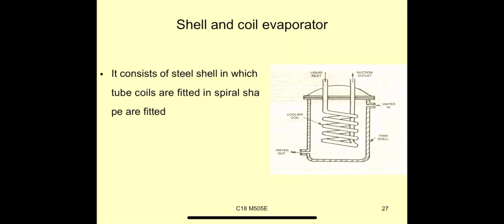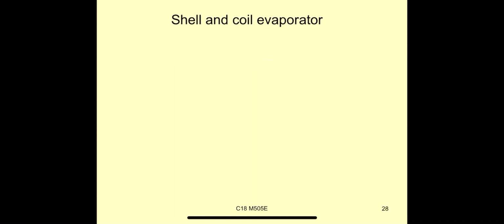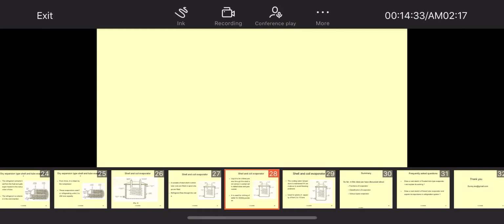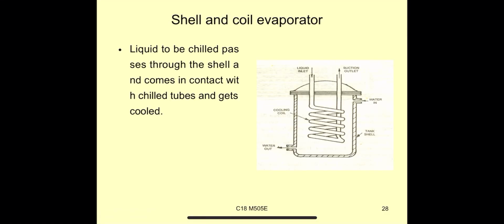It consists of a steel shell in which tube coils are fitted in a spiral shape. Refrigerant flows through the coils. In the shell and coil evaporator, the liquid to be chilled passes through the shell, comes in contact with the chilled tubes and gets cooled. It is used for chilling of water for drinking purposes.